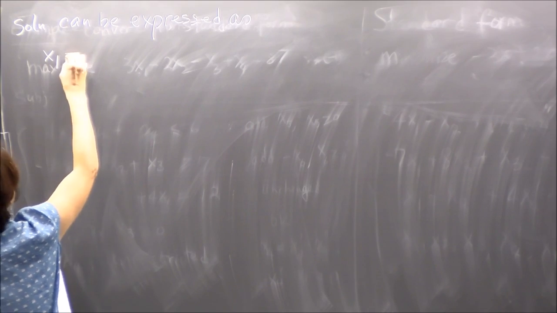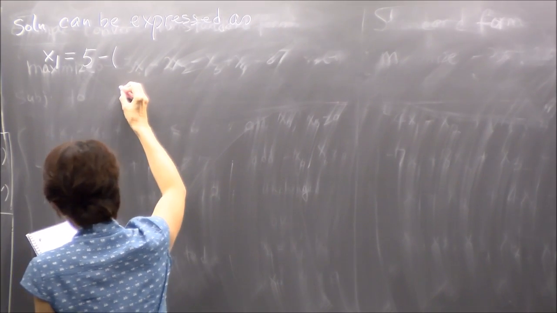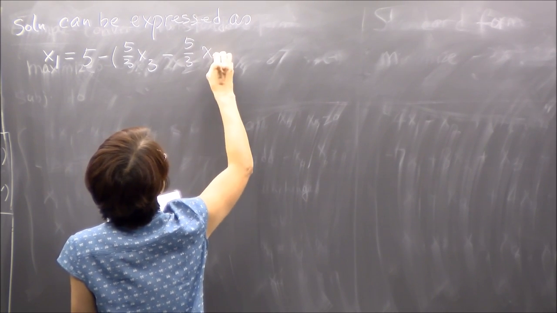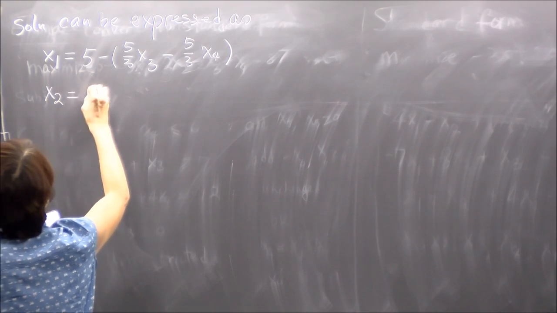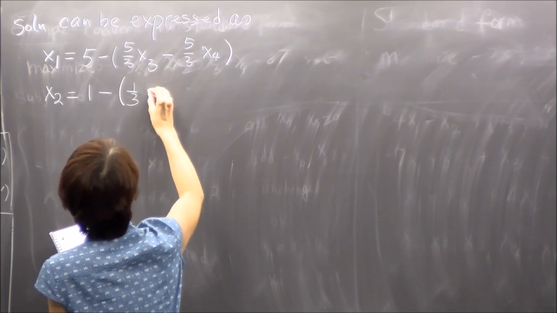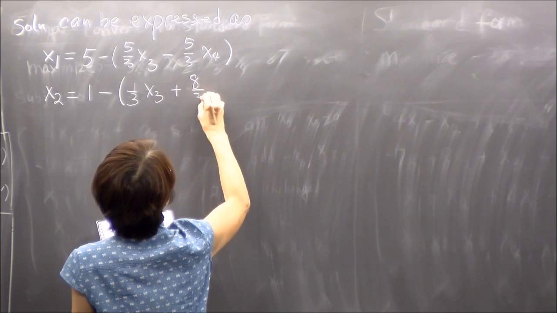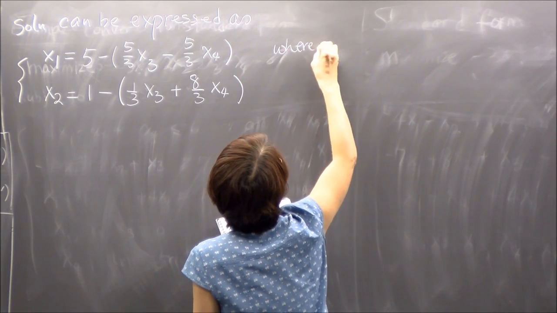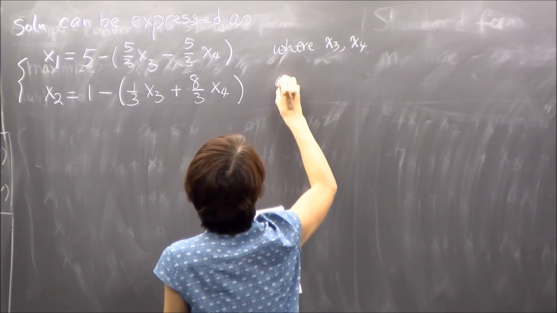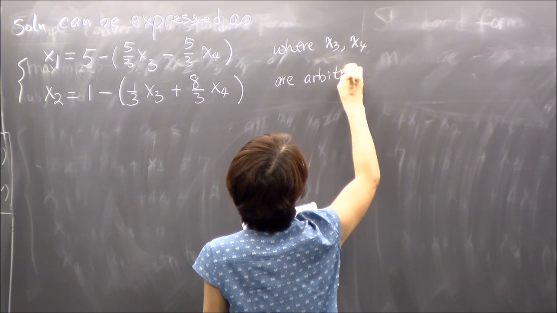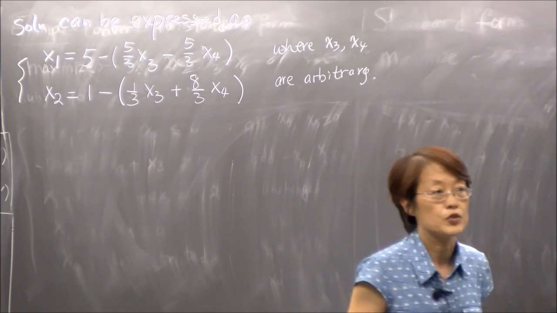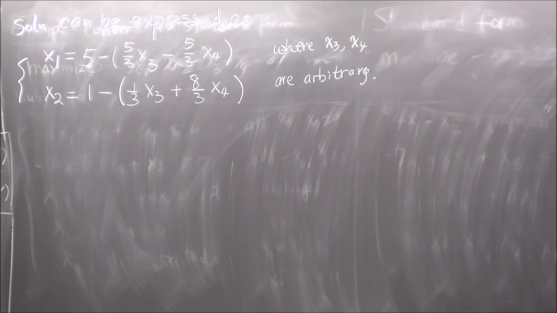I can write x1 equals, move everything to the right, 5 minus 5 over 3 x3 minus 5 over 3 x4. x2 is 1 minus, moving everything to the right, and then non-basic variables to the right, okay? And then where x3, x4, they are arbitrary. They can be anything. You can put any numbers for x3 and x4, and you can compute the x1 and x2, and that gives you a solution. So there are infinitely many solutions, right? It's a whole set, okay.